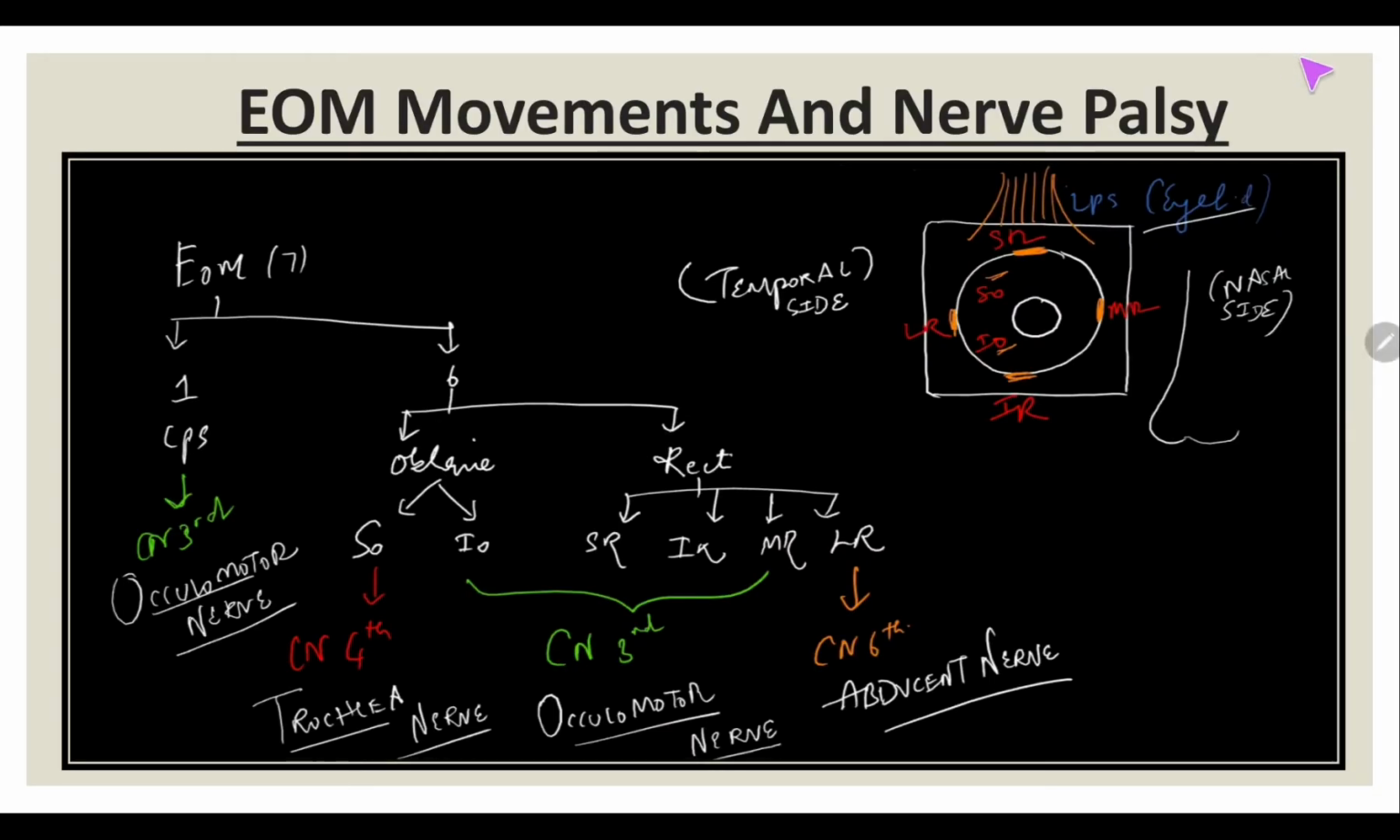First is extraocular muscles. We know extraocular muscles are 7, of which we divide as 1 plus 6. 1 is the muscle of upper lid, that is levator palpebrae superioris, and the 6 are divided in turn into oblique and recti. And we know all the extraocular muscles are supplied by the third cranial nerve, oculomotor, except superior oblique by fourth nerve and lateral rectus by sixth nerve. We remember like SO4 and LR6.